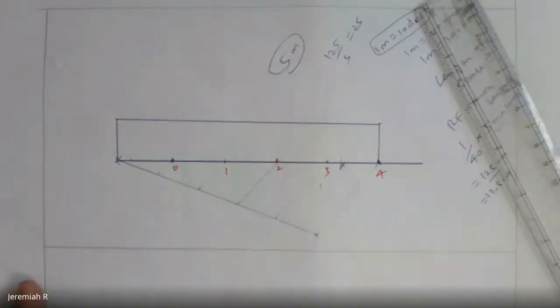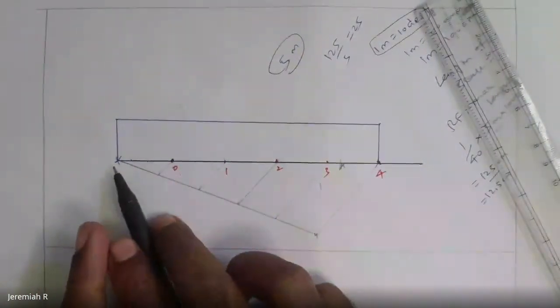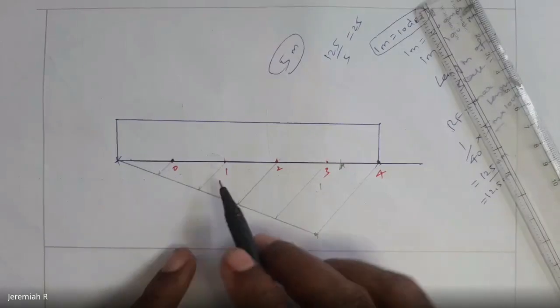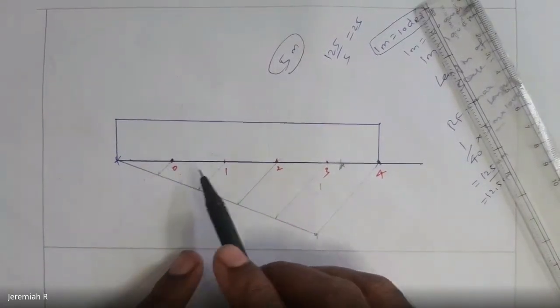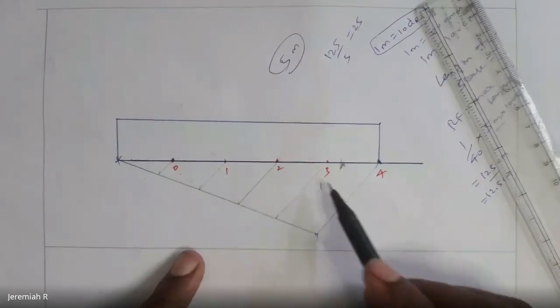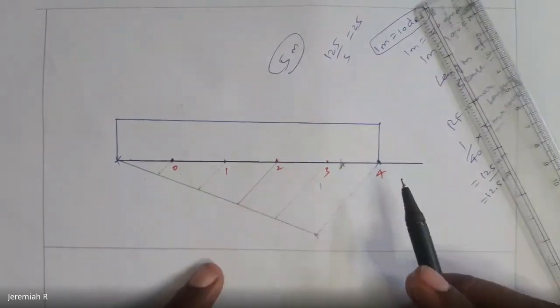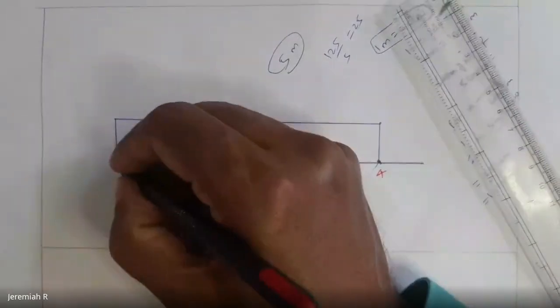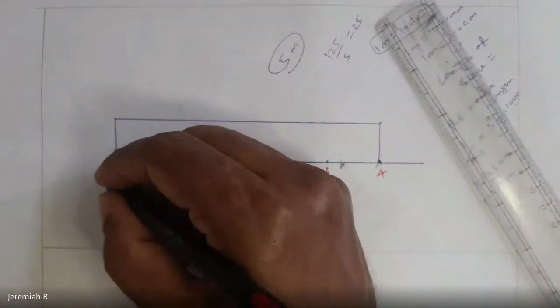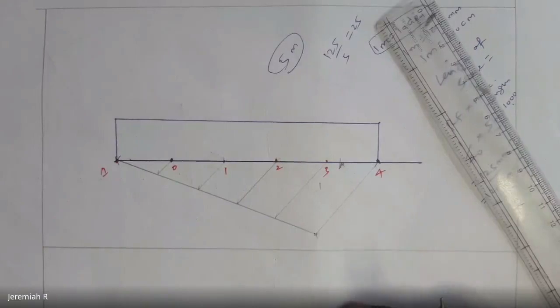After the first point, on this side, you have to give the names 0, 1, 2, 3, 4. Just give the names 0, 1, 2, 3, 4 here as well. On this side, just give one more name, 1.